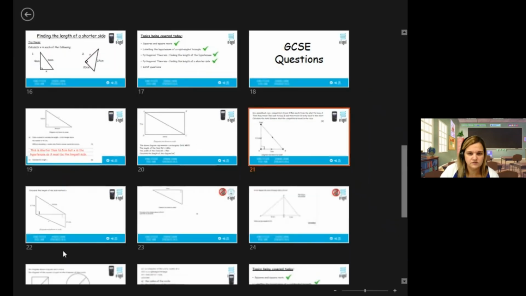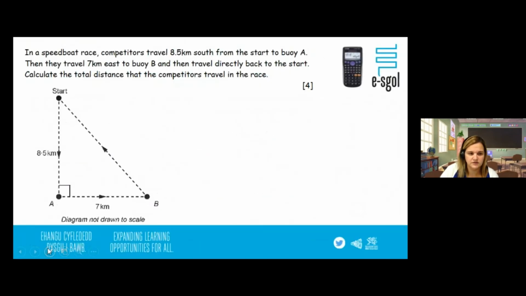Okay, so we're on to our next question. In a speedboat race, competitors travel 8.5 kilometers south from the start to buoy A. Then they travel 7 kilometers east to buoy B, and then travel directly back to the start. Calculate the total distance that competitors travel in the race.